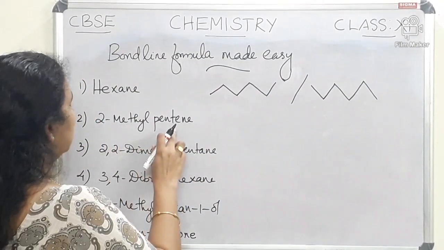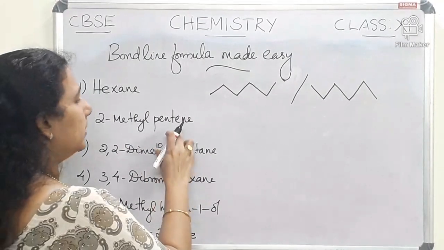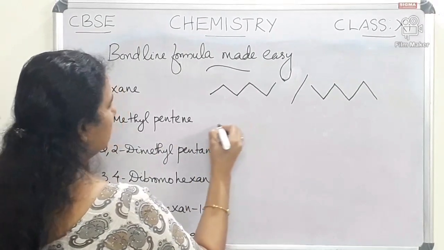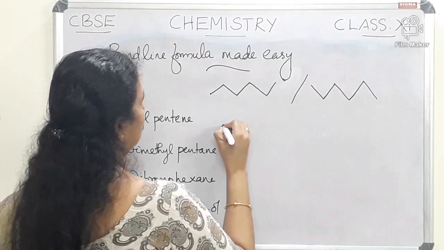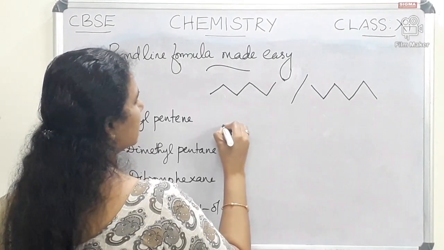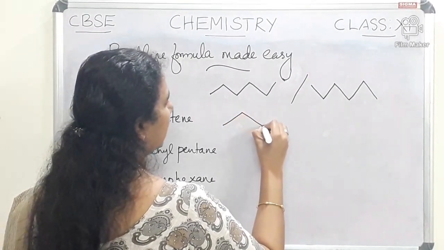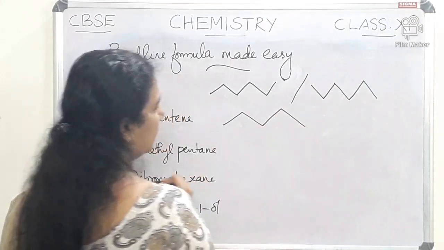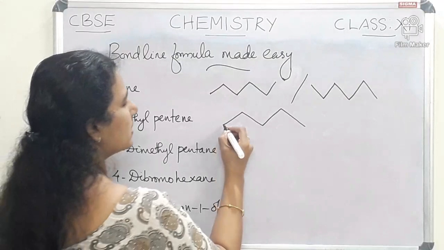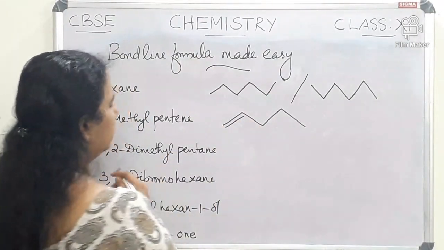Then the second compound is 2-methyl pentene. Pentene means it is understood to be pent-1-ene. So first of all we have to draw the Bondline formula of pentene. It contains 5 carbon atoms: 1, 2, 3, 4 and 5. Pentene means pent-1-ene, so this is the first carbon, and we have to draw a double bond here.